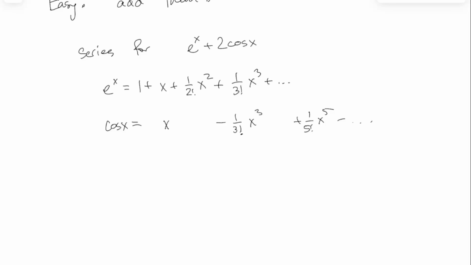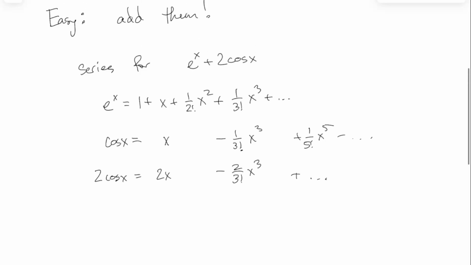Now, actually, I want e to the x plus 2 cosine x. So can we modify this so that instead of cosine x, it says 2 cosine x? You can just distribute 2 across everything. It'll say 2x minus 2 over 3 factorial x cubed, etc. And now I can just add them up.